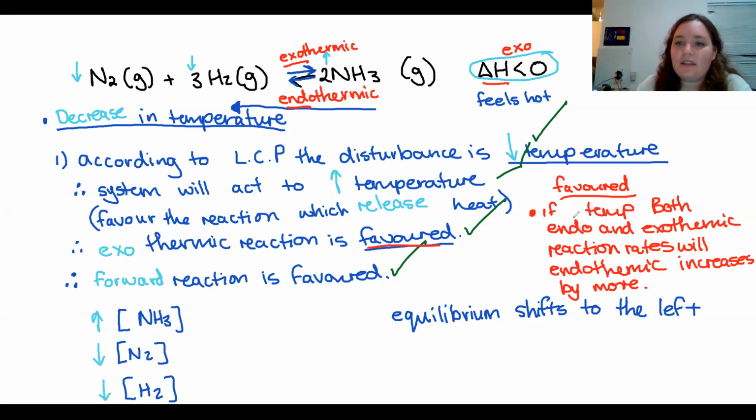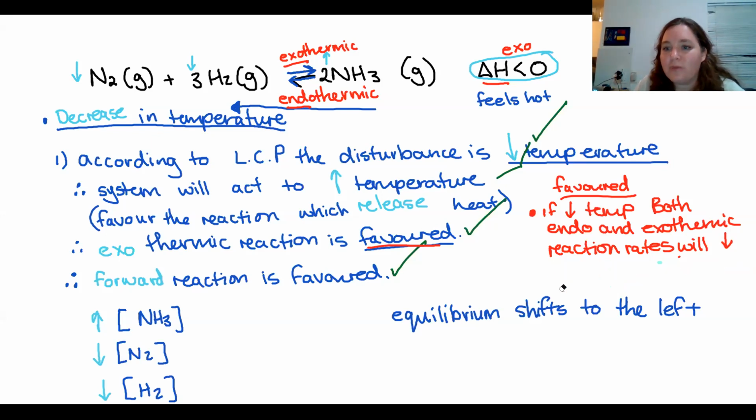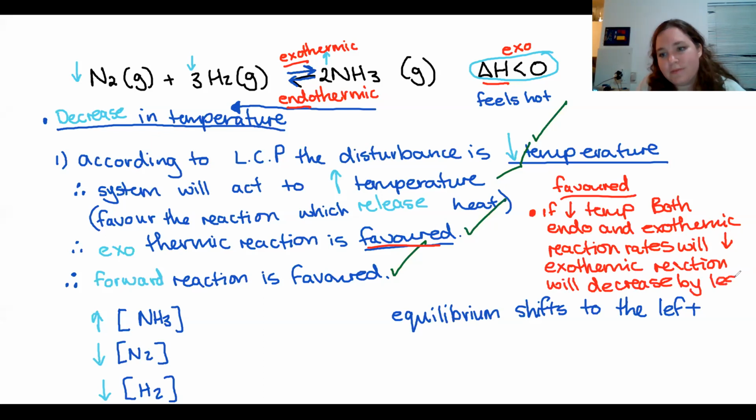Okay, so over here, if we have a decrease in temperature, both the endothermic and exothermic rates will decrease, both go down, but what happens is that the exothermic decreases by less, and that is why it's actually favored. So the exothermic reaction will decrease, but by less. All right, okay. I hope that this makes sense.